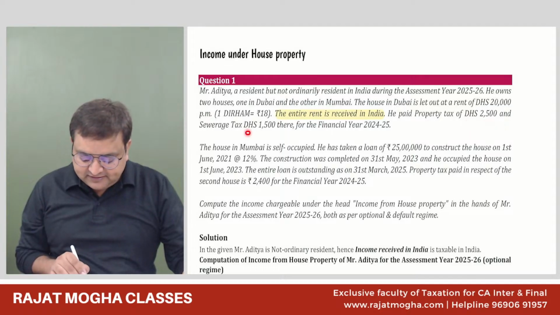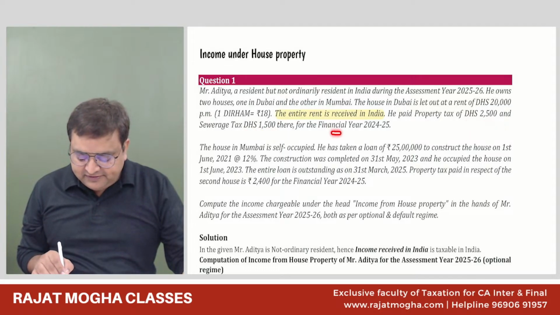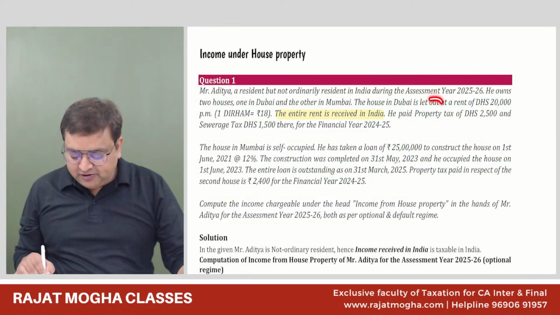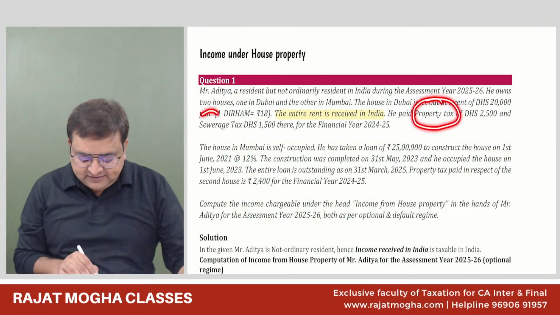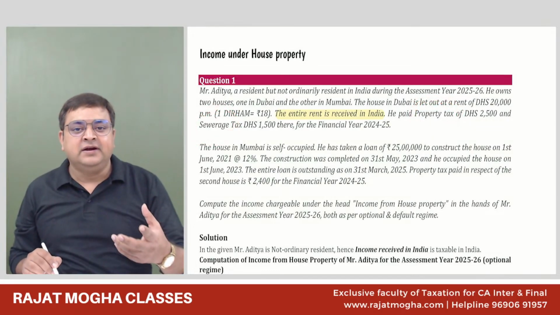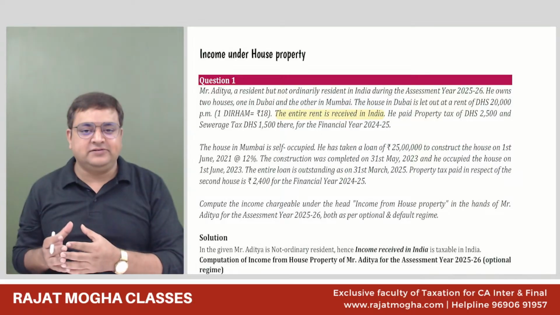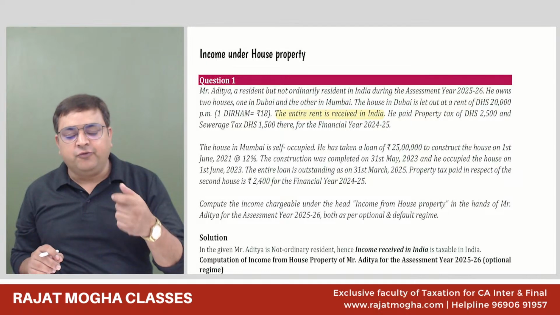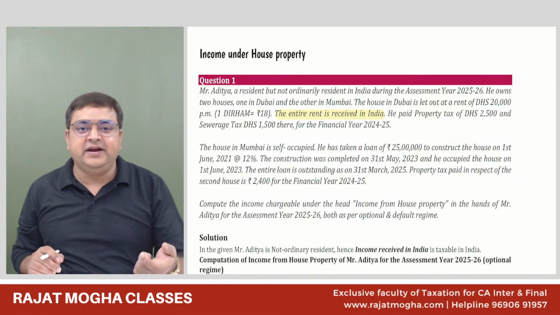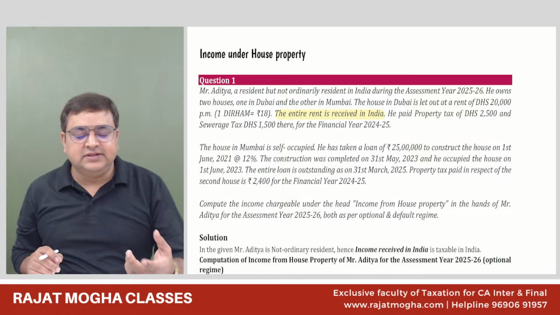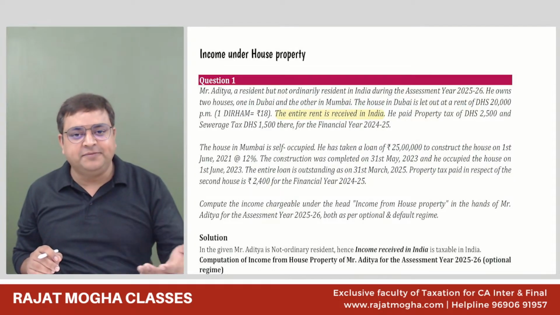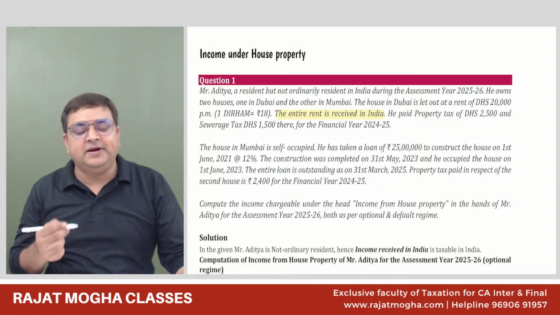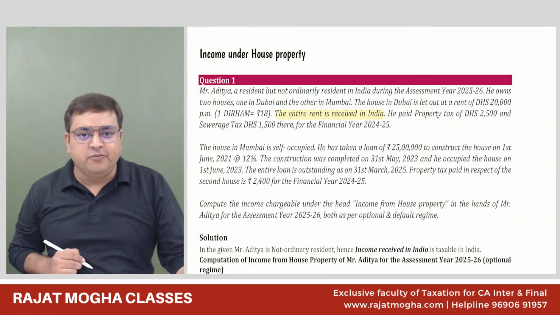And sewerage taxes of dirhams 1,500 for the financial year 24-25. So these are municipal taxes. These are the part of municipal taxes, property taxes, sewerage taxes. What is sewerage taxes? See, our municipal corporation provides us with various facilities for water, etc., for sewerage facility, etc., and they charge. That is called municipal taxes. We pay municipal taxes to them. So property tax and sewerage taxes, they both are municipal taxes paid to Dubai Municipal Corporation.